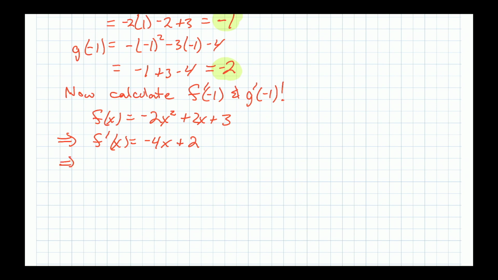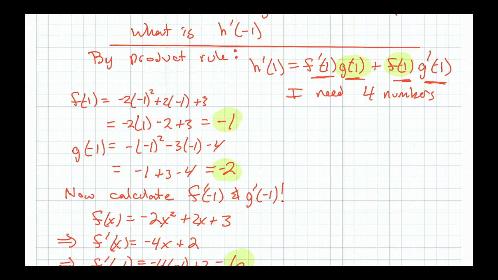So that's it for my derivative. I need to plug in negative 1. So plug in a negative 1. I get negative 4 times negative 1 plus 2. So what is that? Positive 4 plus 2, so it's 6. Now I've got one more number, the number that goes there. So all I have left is g prime of negative 1.